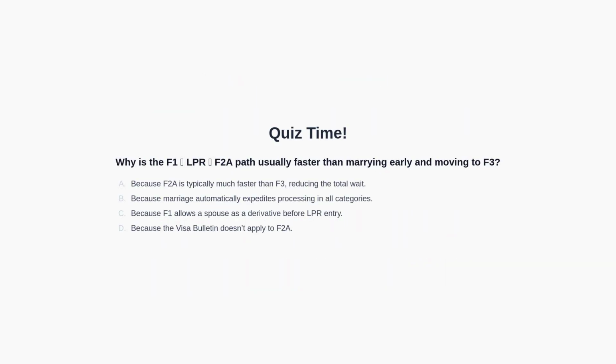Second quiz. The question is, why is the F1 to LPR to F2A path usually faster than marrying early and moving to F3? Option A. Because F2A is typically much faster than F3, reducing the total wait. Option B. Because marriage automatically expedites processing in all categories. Option C. Because F1 allows a spouse as a derivative before LPR entry. Option D. Because the Visa Bulletin does not apply to F2As. You may pause the video now to think about the answer. We will discuss the answer in the next section of the video.